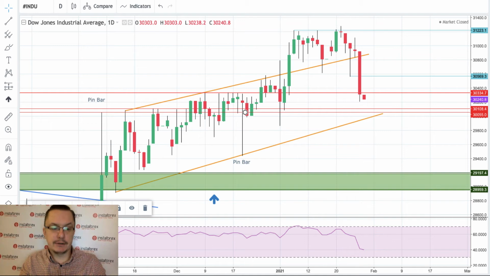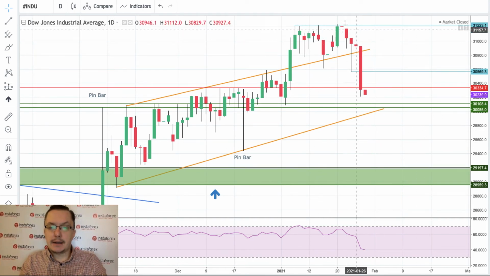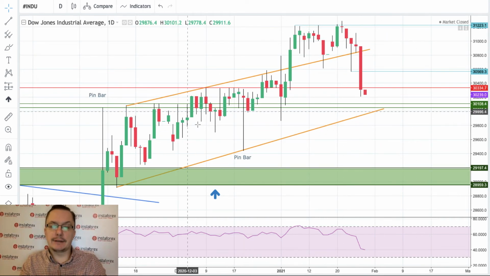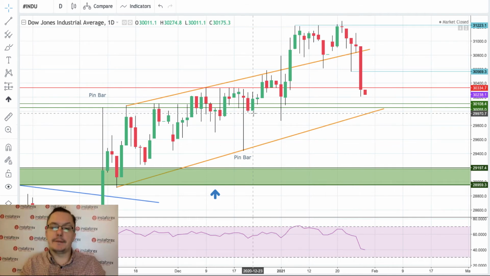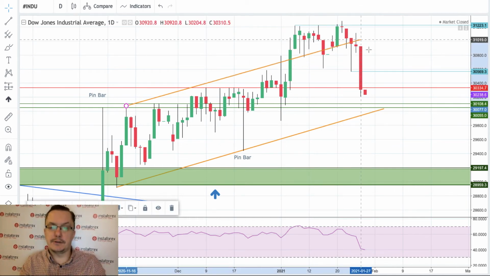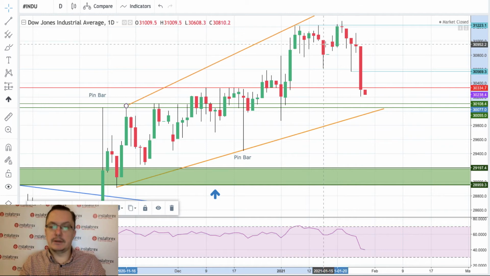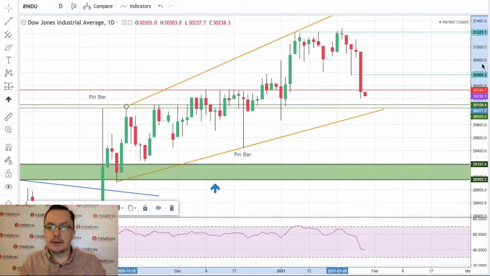There are still supports, so let me just put them in the right color. Okay, that would be the resistance. Kind of a topping action here. I thought it might be a rising wedge, or maybe we can call it an expanding wedge, but something is cooking here. Not quite sure what.